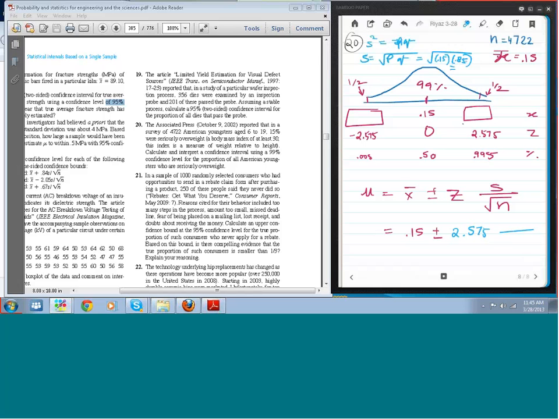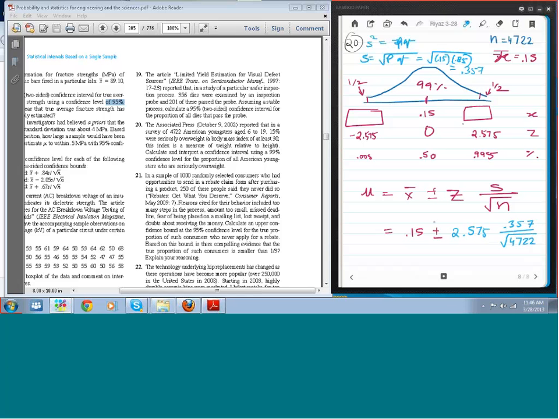Whatever that value is, what is that? Can you use the calculator? It's going to be 0.357. Are you sure? That's huge. Oh no, that's okay. Wait a second, that looks really big. 0.357, yeah, that works. So divide that by the square root of n, which is 4722, and that is the range.